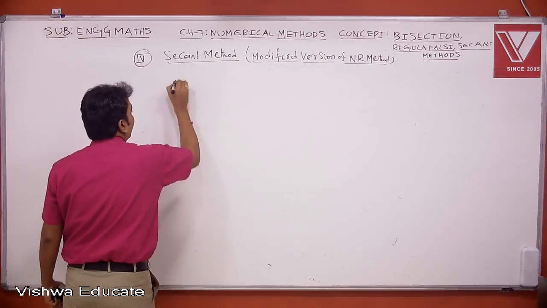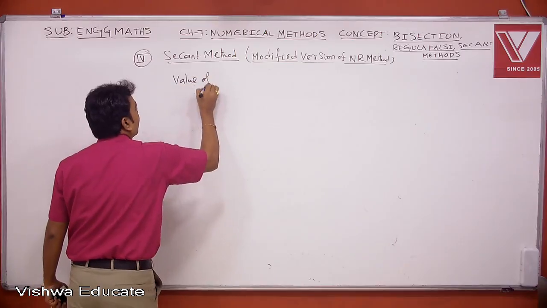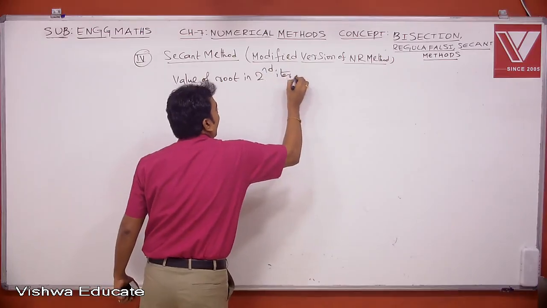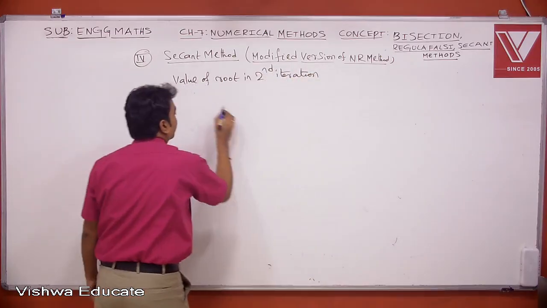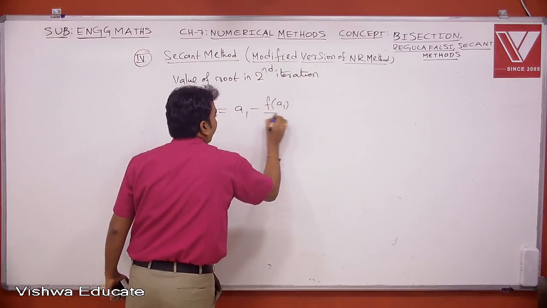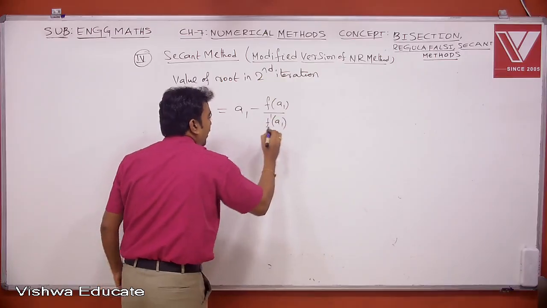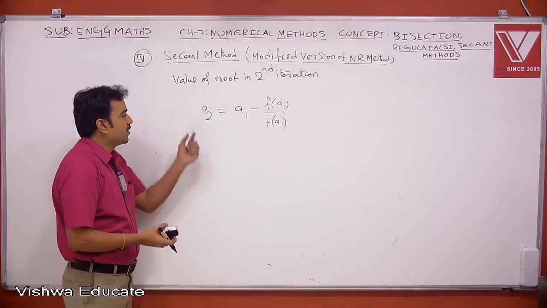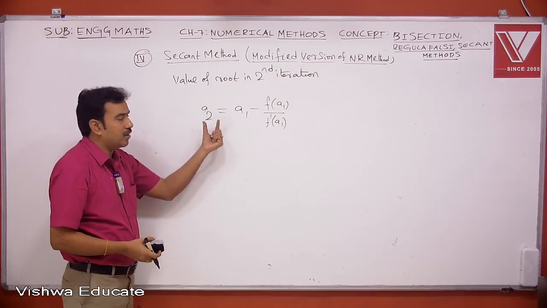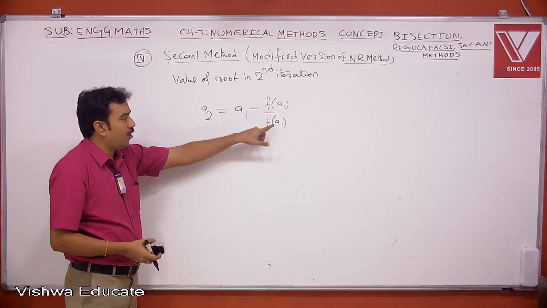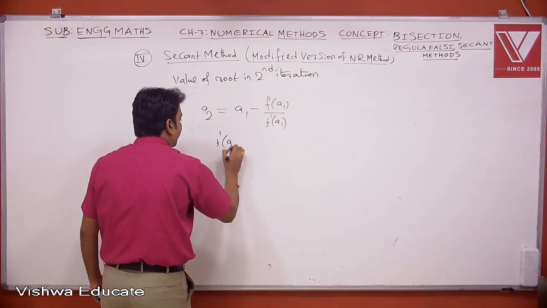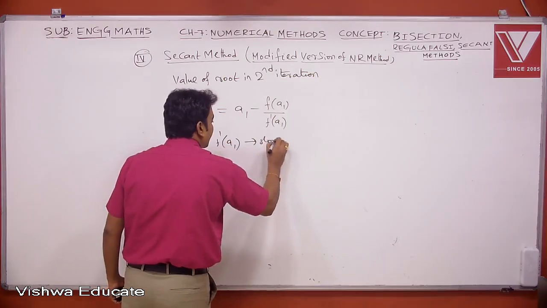So we start with the value of root in the second iteration in the Newton-Raphson method. That is given by a2 equal to a1 minus f of a1 divided by f dash of a1. So instead of using x notations, I am using a1, a2. This is the value of root in the second iteration. Now here f dash of a1 is a slope. Derivative means it is a slope.